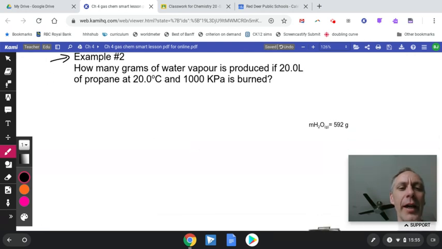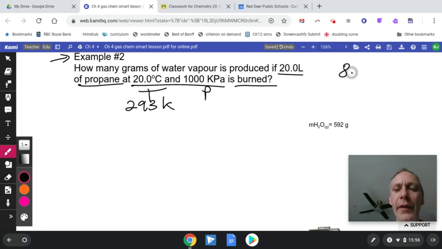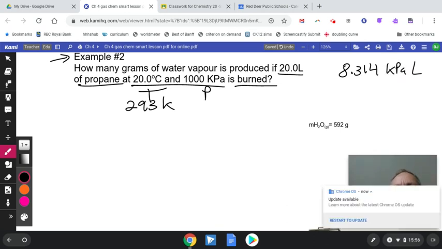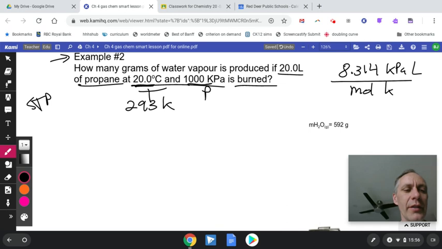Lovely. Okay, how many grams of water vapor are produced if 20 liters of propane is burned at that temperature and that pressure? So that's 293 Kelvin, 1000 kilopascal. Okay, so it looks like we're going to need R. Just going to put that off to the side. I know I need R, kilopascal liter. I know I need R because I have a temperature and a pressure, and they are not STP or SATP. So that's where R comes into play. That's for all gases that aren't at STP or SATP.